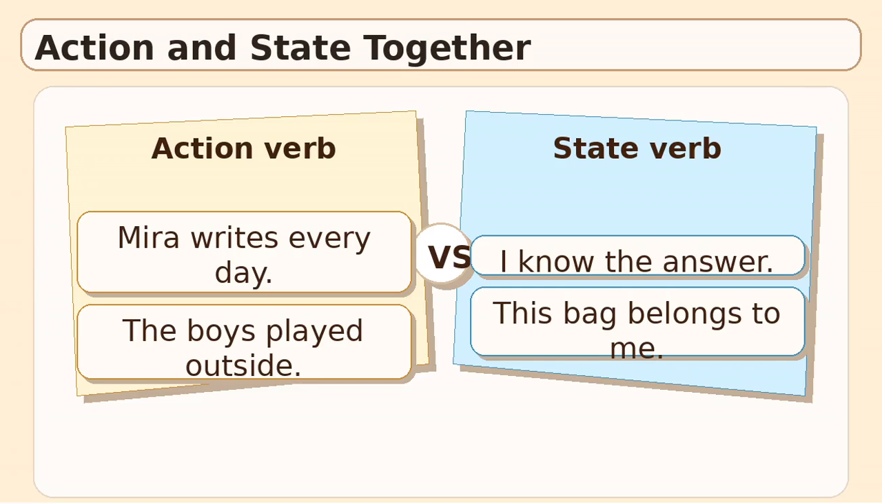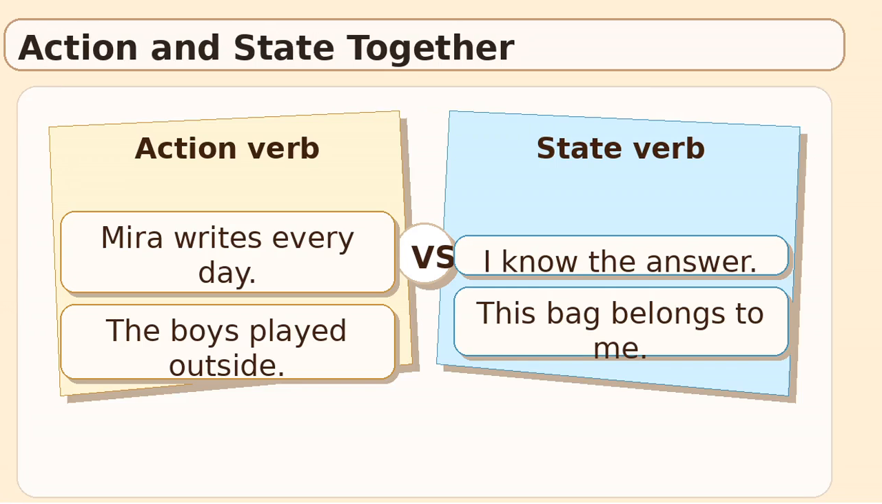Now let us compare action verbs and state verbs through the examples on the screen. In the action verb column, look at the sentence Mira writes every day. Here the word writes shows an action because it tells us what Mira does. In the second example, the boys played outside, the word played is also an action verb because it shows an activity performed by the subject.